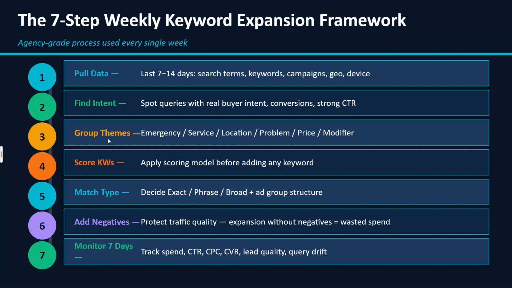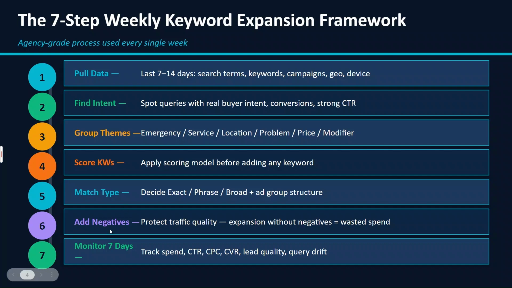Step 3 is group themes. Group them into themes: emergency intent, service specific intent, location intent, problem based intent, price based intent, different types of intents. Step 4 is score the keyword opportunity. And yes, I have a scoring model for this, which I will show you in slides. Number 5 is match type. Decide the match type and ad group structure. Should this keyword go in as exact, phrase, or broad? Does it go in an existing ad group or a new one?